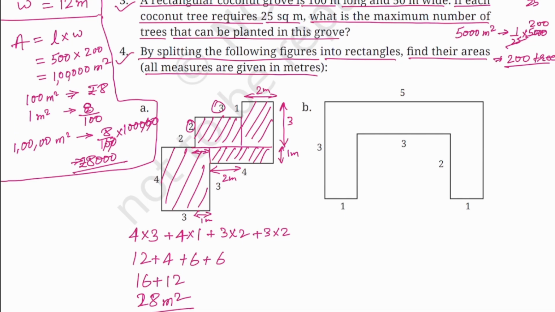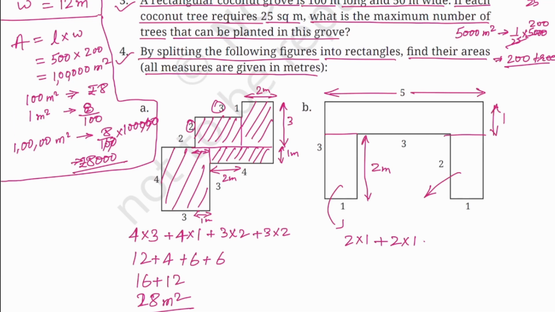For the second figure, the area of this rectangle will be, this one, 2 meter, that is 2 into 1. Similarly, for this one, 2 into 1. Since this length is 5 meter and this one is 1 meter, the area will be 5 into 1. The answer is 2 plus 2 plus 5 or 9 square meter.